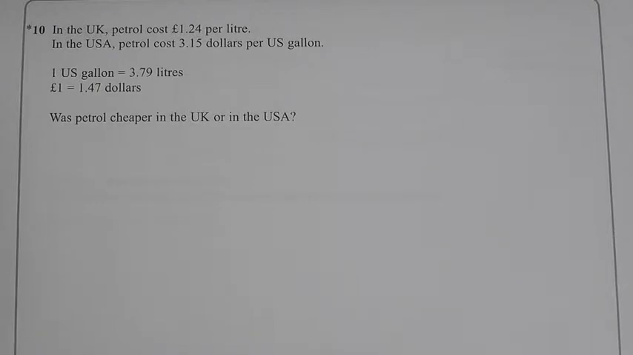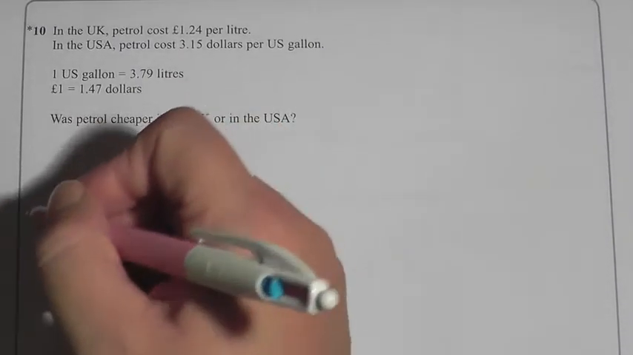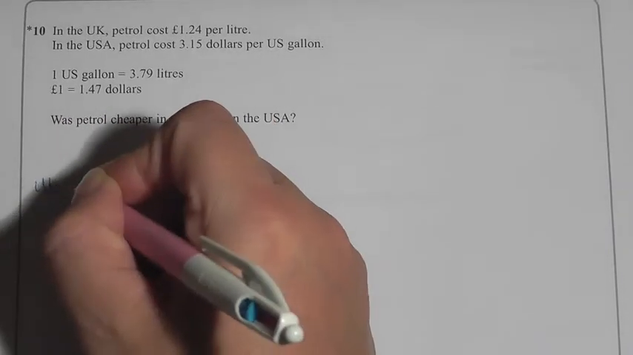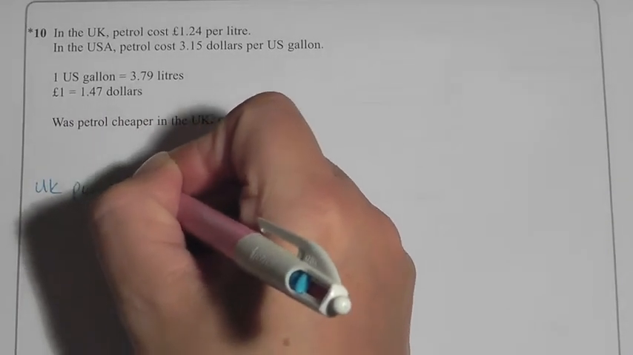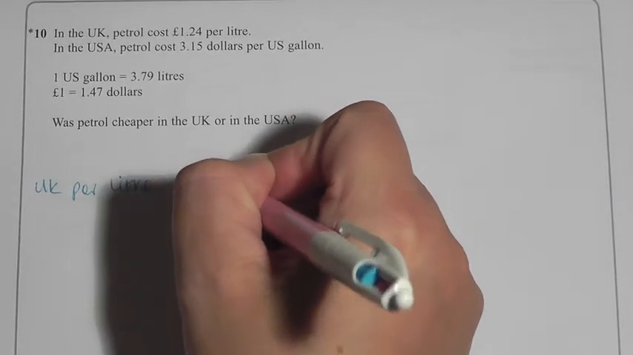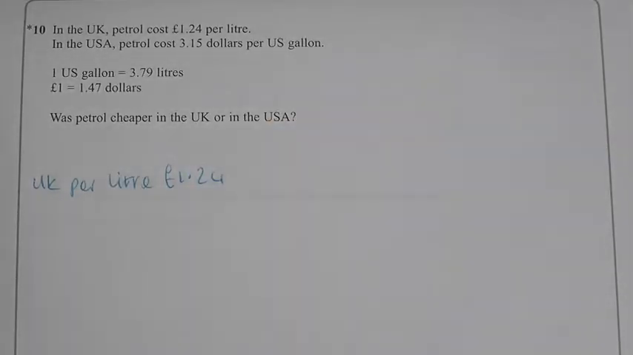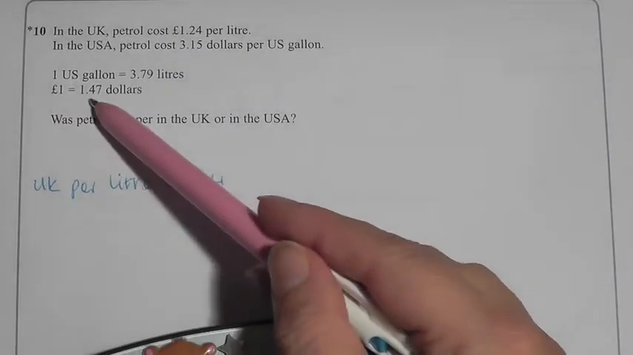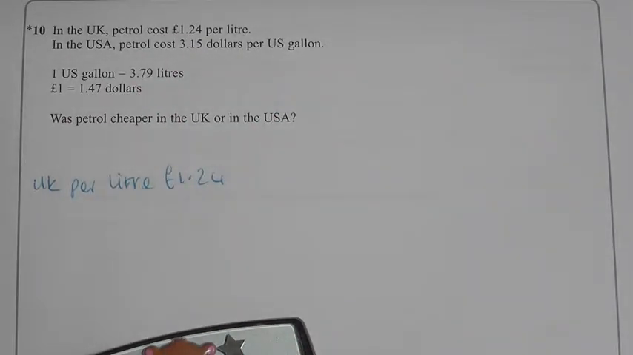And that means either comparing a UK litre price with a US litre price, or a UK gallon price with a US gallon price. So I'm going to start off doing a comparison of litre prices. So we know in the UK that per litre it is £1.24, and if I wanted to convert that into dollars, remember my pound is worth $1.47, I'm going to multiply it.